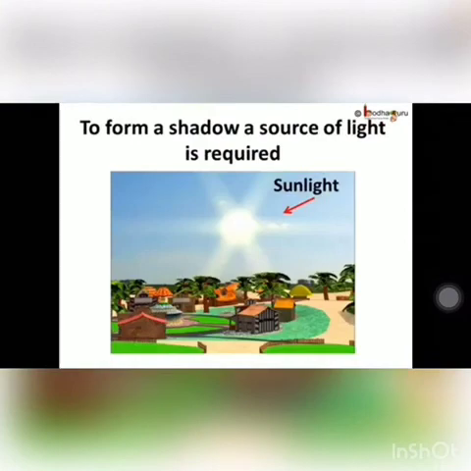Now we shall understand more about the shadows. When exactly is a shadow formed? Can we find a shadow when it is total dark? No, we cannot see a shadow in the dark. So, to form a shadow, a source of light is required.